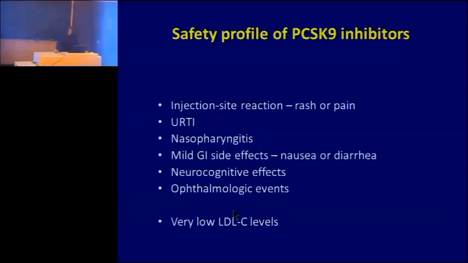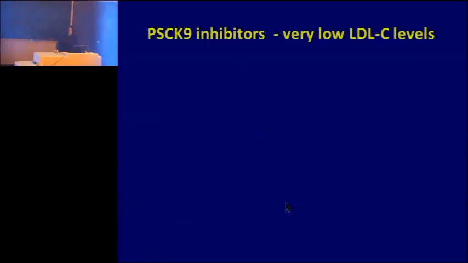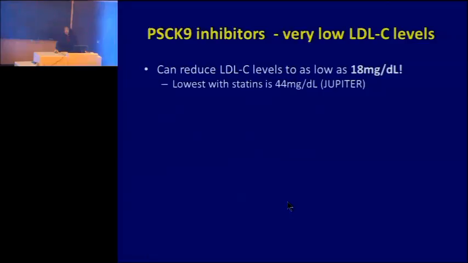But the most important thing I want to point out is that you get really low LDL levels with these agents. So how low? As low as 18 milligrams per deciliter. The lowest with statins in the Jupiter trial was only 44 milligrams per deciliter, and that was with rosuvastatin.